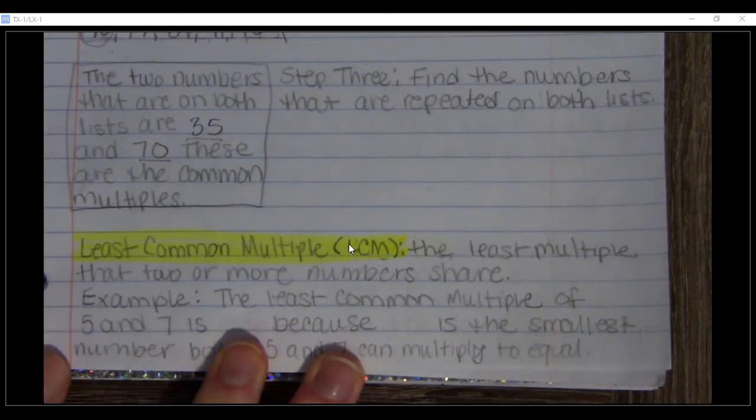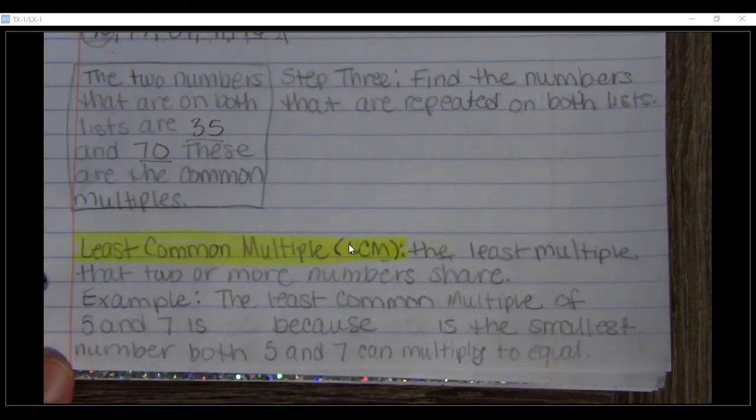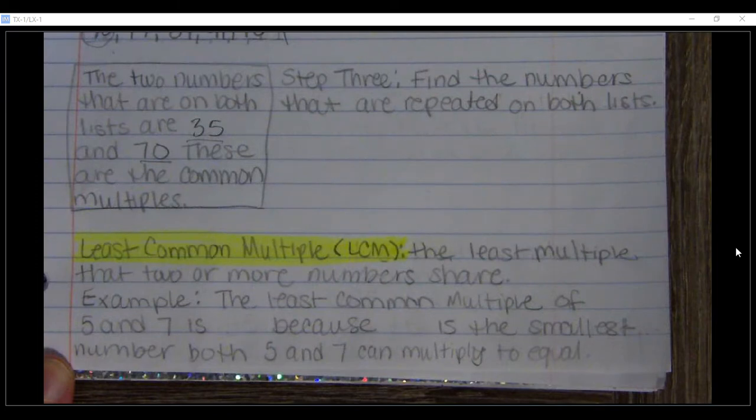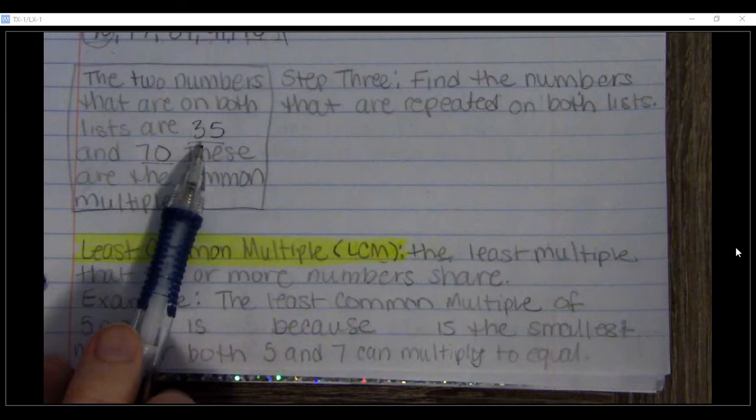Now, you are going to be asked to find the least common multiple. The least common multiple is the multiple that two or more numbers share. So what that means is the smallest number that both of them share. So the least common multiple of 5 and 7, in this case, is going to be 35.